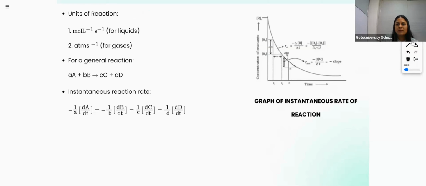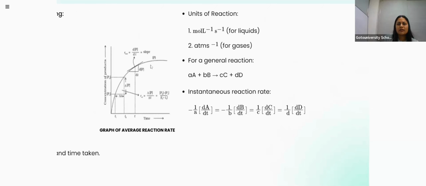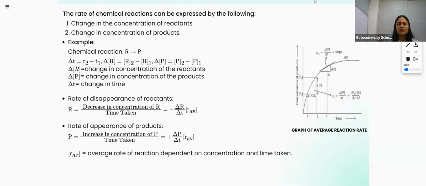So how do we mainly write the rate of chemical reaction? I hope it is clear now. By the decrease, or any change, in the concentration of reactant by the time taken, that is delta t, and the change in concentration of the product by the time taken. Understood?